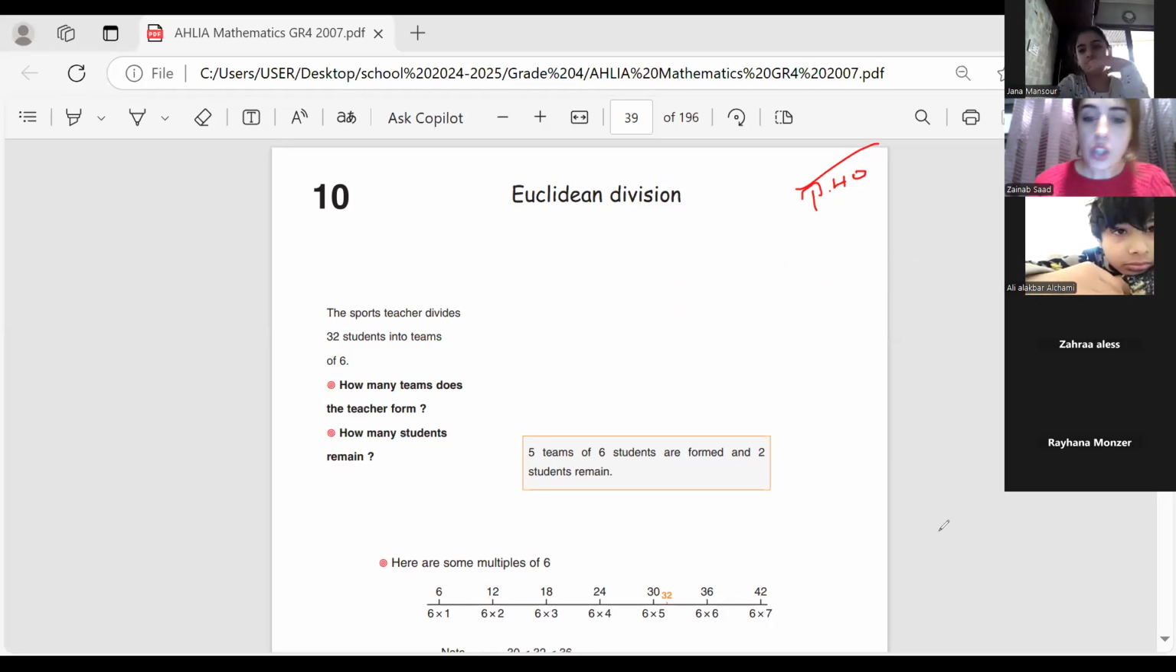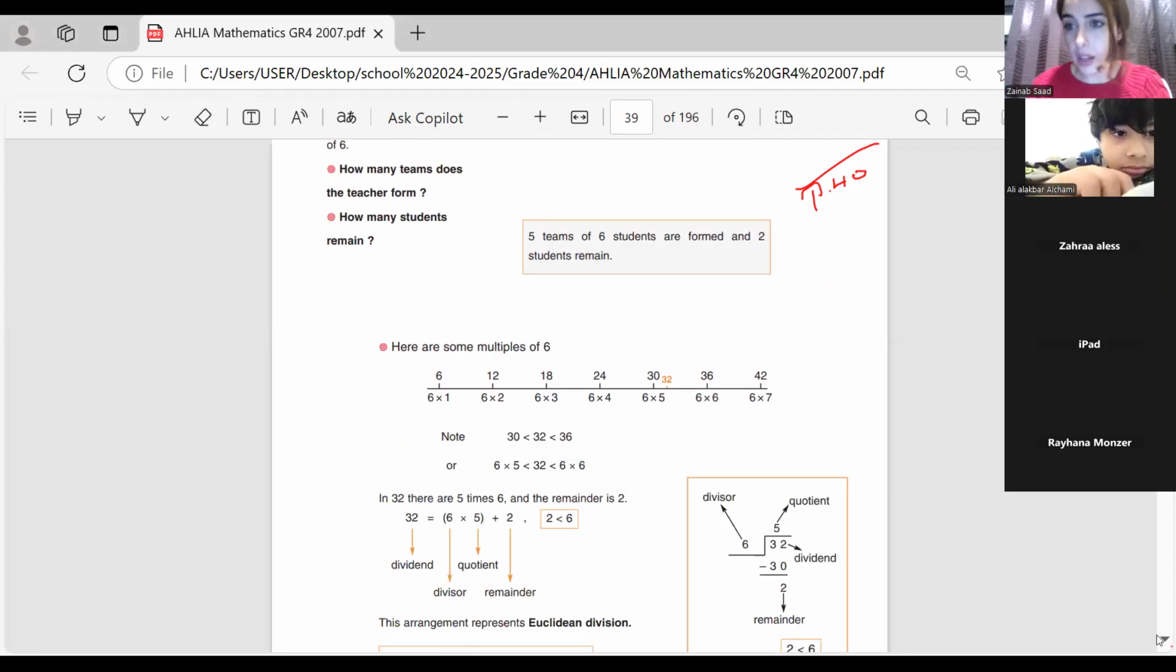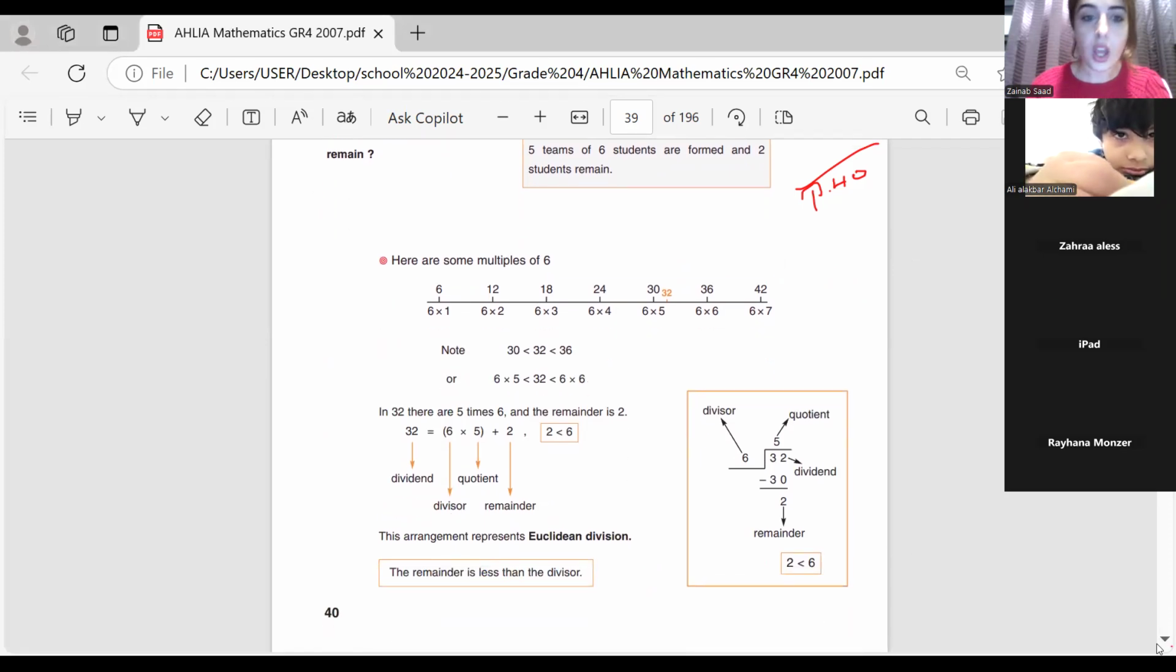Let's go down and see what we have to do. We're not going to think like that each time. We're just going to do a setup like this and see the remainder. So here are some multiples of 6, the multiplication table of 6. 6 times 1 is 6, 6 times 2 is 12, 6 times 3 is 18, 6 times 4 is 24, 6 times 5 is 30, etc. You know it already. You have to revise it.